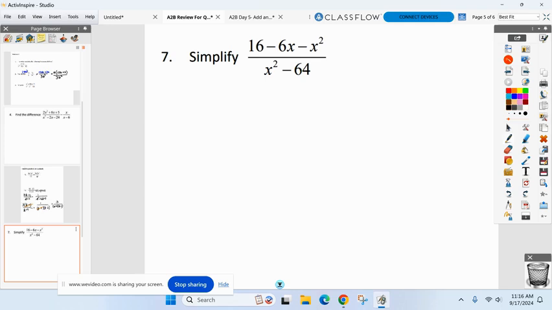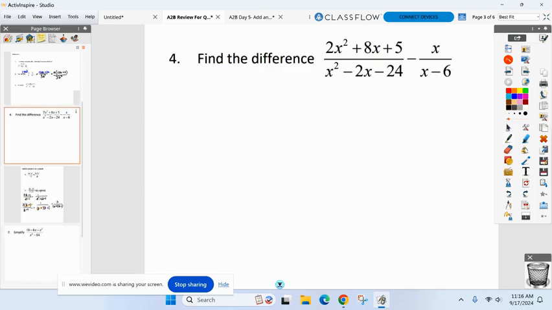What's up back there, Leah? Number 4 on here, find the difference. Yep. What am I doing in these two fractions, Leah? Well, no, I don't want to factor just yet. What am I doing in these two here? What's in the middle of them? So you need the same denominator, right? That's my point. This is what we did yesterday.